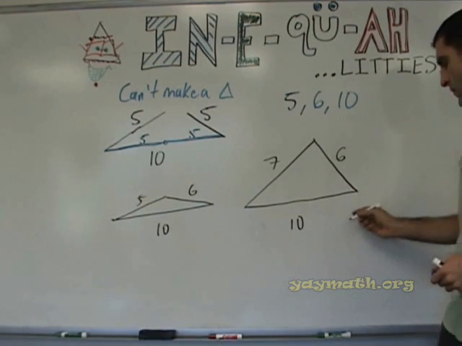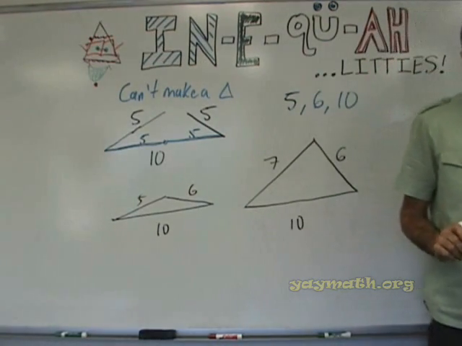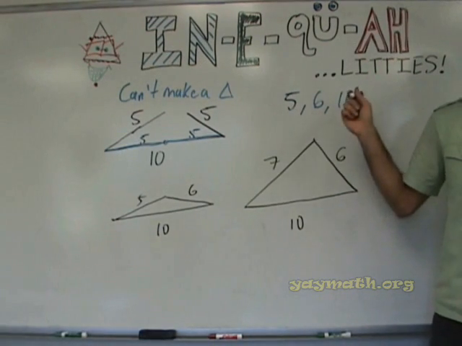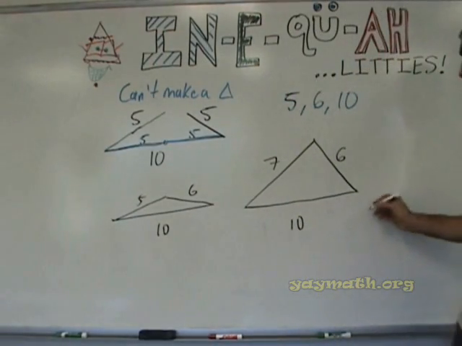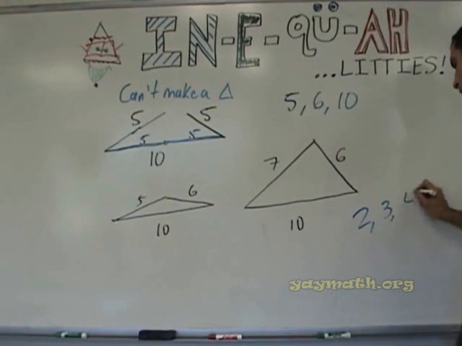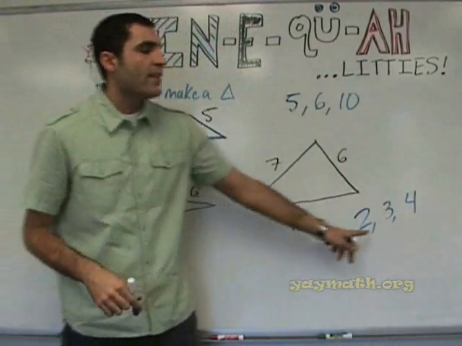I have a question. Will it always be in that order where the 10 is the bottom? It depends how you draw it. You can draw it on its side. What about, let's say 2, 3, 4? Can you make a triangle with sides 2, 3, and 4?